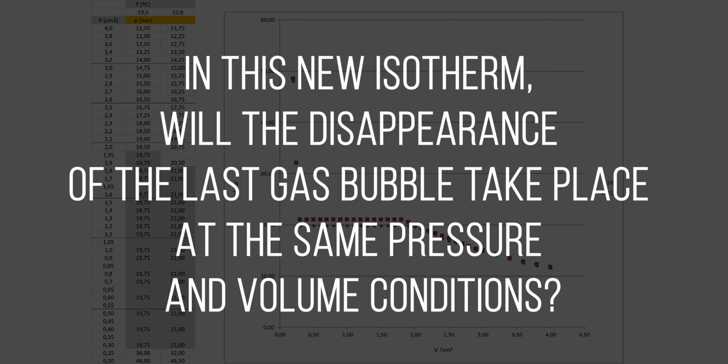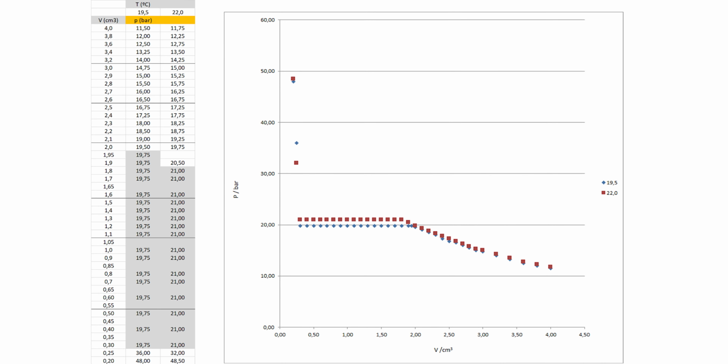In this new isotherm, does the disappearance of the last gas bubble happen at the same pressure and volume conditions? Once again, the fluid demonstrates that this is not the case. The state of the saturated liquid takes place at higher pressure and at a slightly lower volume, or slightly higher density, when temperature is increased.